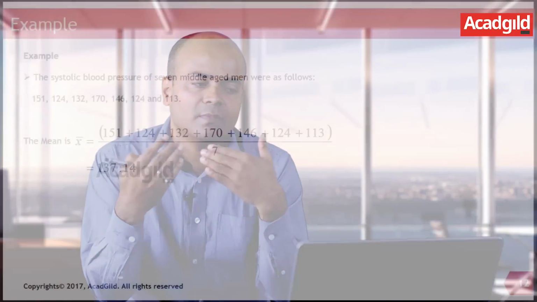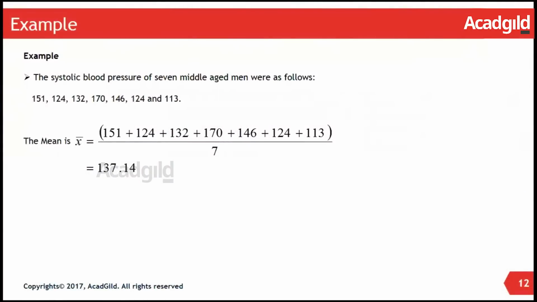There are 3 of them: the mean, the median, and the mode. Most of you would have heard of this. Nevertheless, let's discuss them. What is a mean? Suppose I have some data, some systolic blood pressure readings of 7 middle-aged men. They are 151, 124, 132, 170, 146, 124 and 113.